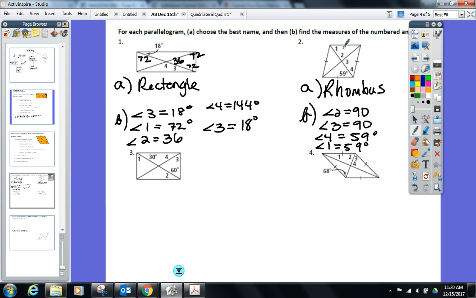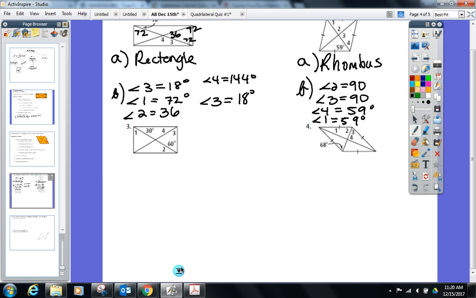And remember, take a look. What do you know about opposite angles? It's a parallelogram. What do you know about opposite angles? Congruent. So if I cut that one in half, these are getting cut in half the same way, 59 and 59. All right, 3. Anybody notice any markings on 3?